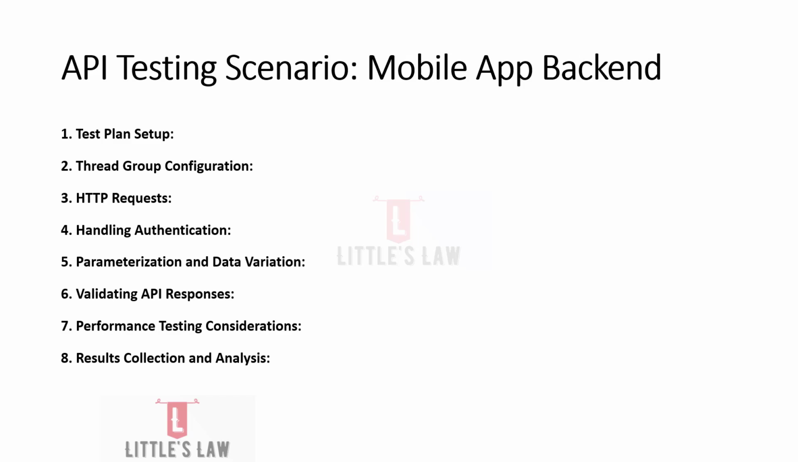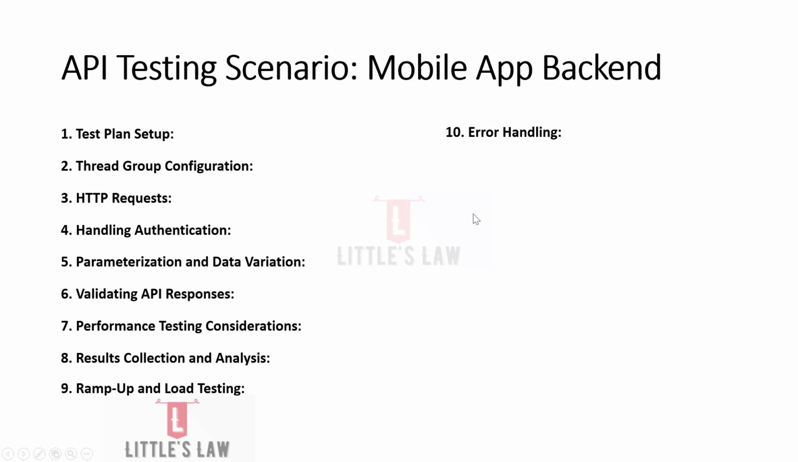In the result collection analysis, we have to configure the JMeter to save the test results using the listeners, which we discussed earlier. And then the next point is the ramp up and load testing. So we have to adjust the ramp up time and the thread count in the thread group to simulate different user load scenarios. And coming back to the next point, which is the error handling, where we have to use the post processors to extract the error messages from API responses if needed.